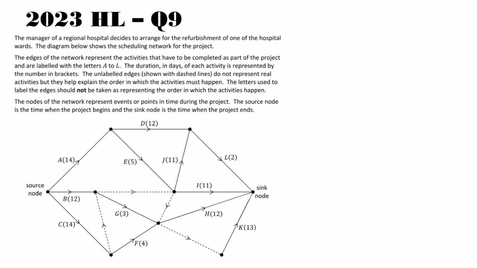The unlabelled edges, shown with dashed lines, do not represent real activities, but they help explain the order in which the activities must happen. The letter used to label the edges should not be taken as representing the order in which the activities happen. The nodes of the network represent events or points in time during the project. The source node is the time when the project begins, and the sync node is when the project ends.